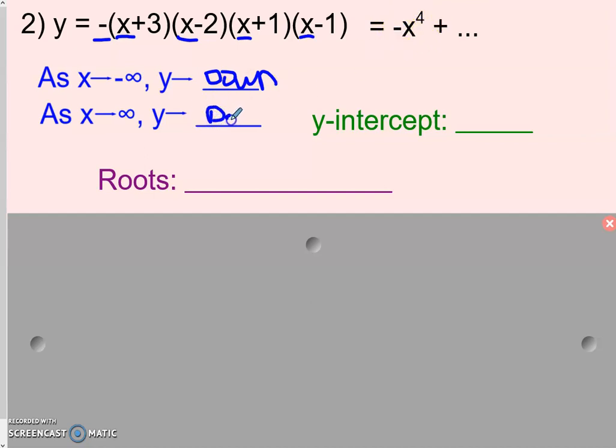By the way, let's not forget the order of operations. Notice that exponents take precedence over this negative, so the negative is not being affected by the 4. It's an afterthought. Now, the y-intercept.